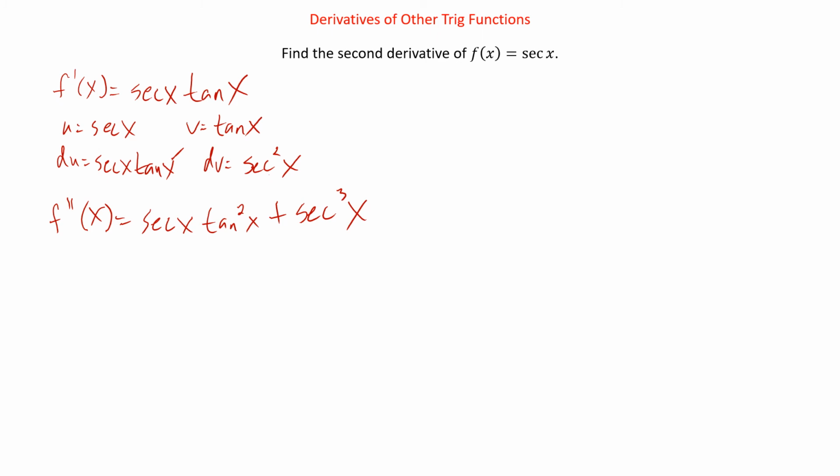Yes, we could factor out a secant if we really wanted to. It's possible that maybe it would simplify, but this one does not. Now, if you are finding the tangent line at a point, you would just plug in your point to this and get your slope of a tangent line.